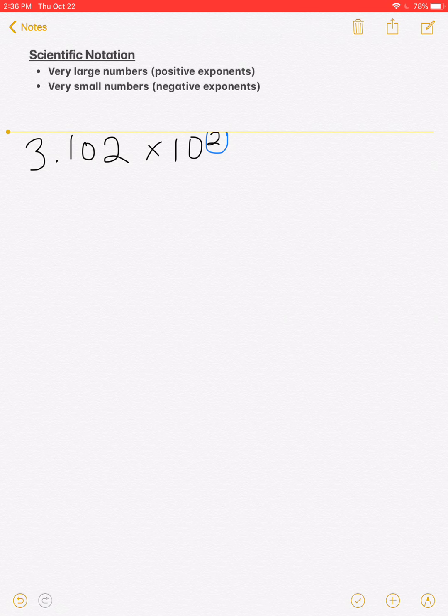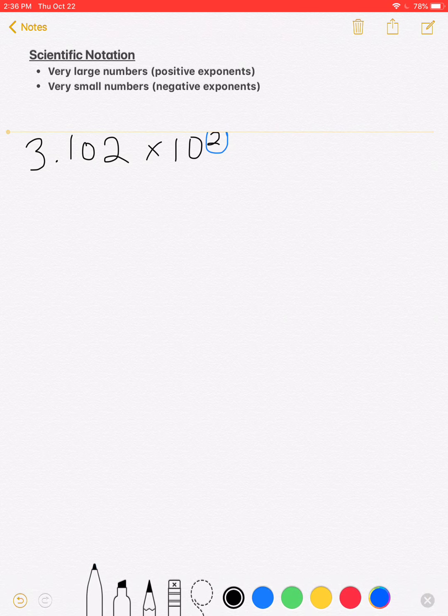In comparison, if I have the number, in scientific notation, 1.75 times 10, and it will always be times 10, and let's do times 10 to the negative 3. This exponent here is negative, which again, if we look up at the top, shows us they're going to be a very small number.